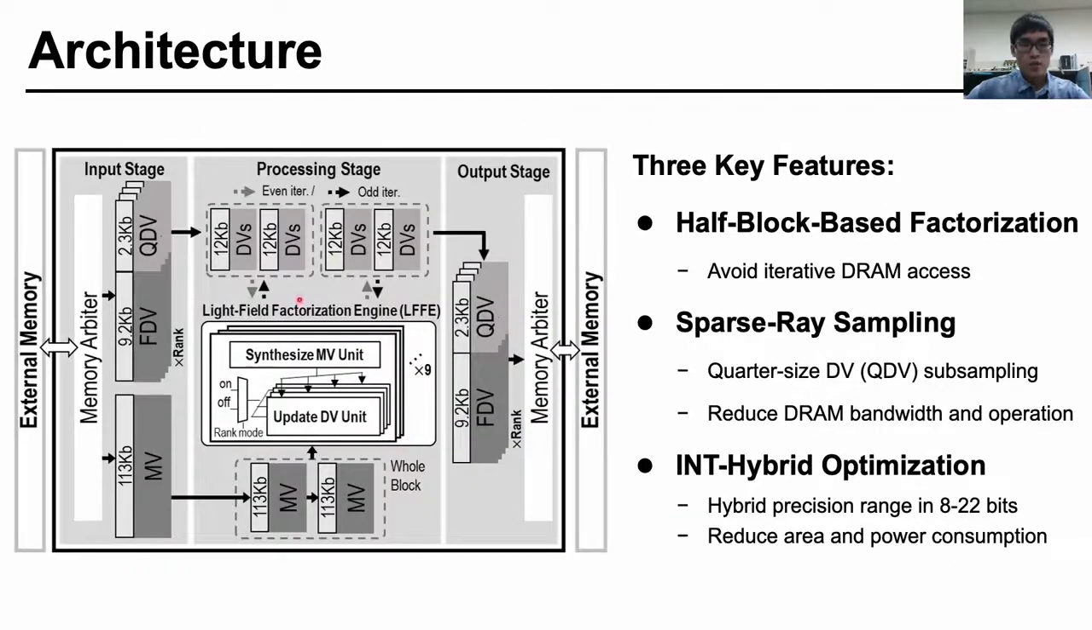Our light field factorization processor includes three key features. First, we use a half block-based processing flow to avoid iterative DRAM access. Second, we propose a sparse light field subsampling method to reduce the DRAM bandwidth and required operations. Third, we apply a hybrid precision optimization in a fixed-point light field factorization engine to reduce the area and power consumption.